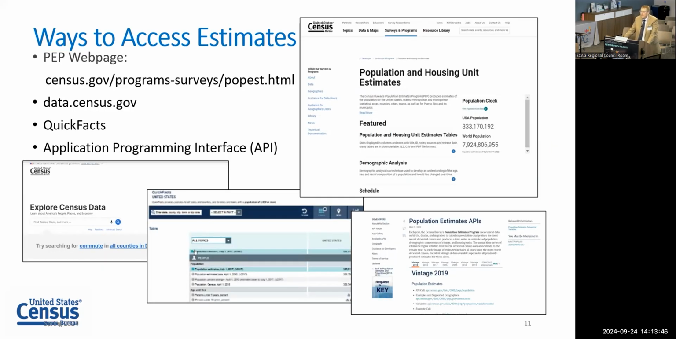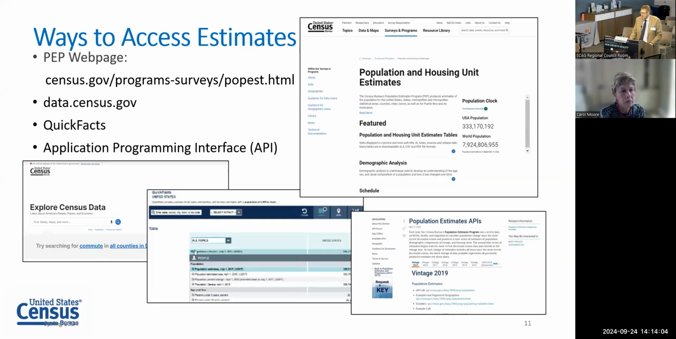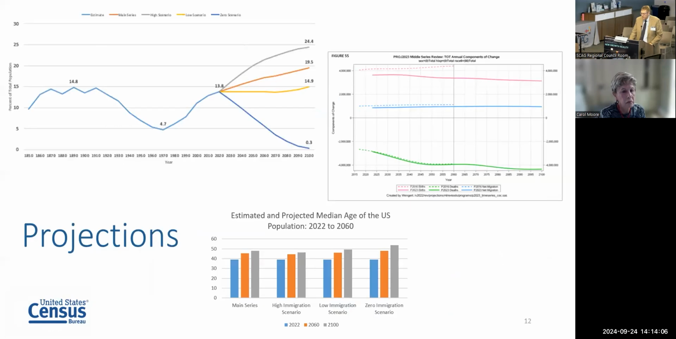There's several ways to access our population estimates. The main way is on our webpage. You can also get some of them on data.census.gov. You can get some on QuickFacts. And then a lot of people are using the application programming interface, or API. That's a great way to just kind of get all the estimates at once. And so that's what a lot of stakeholders are using.